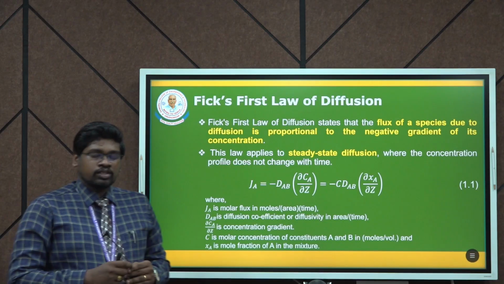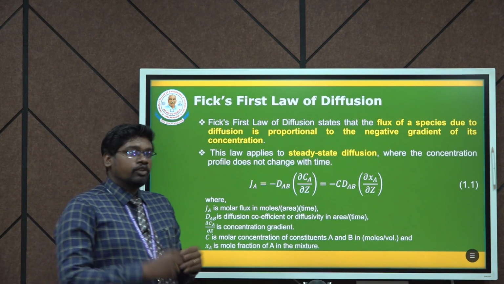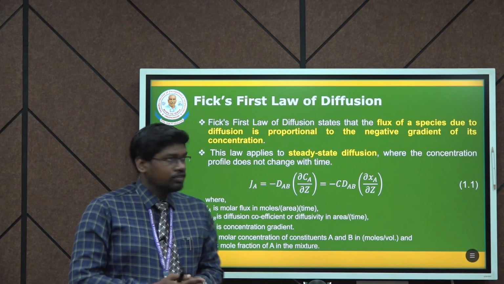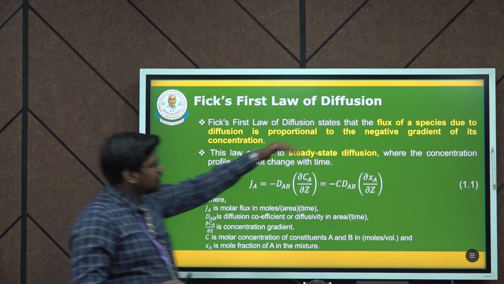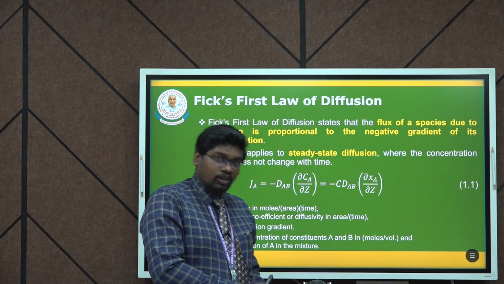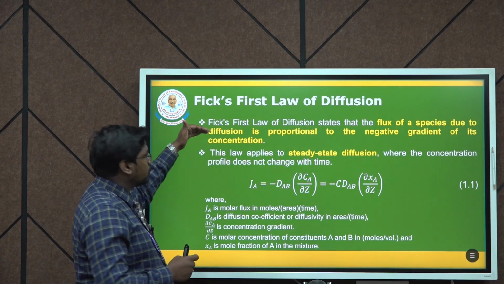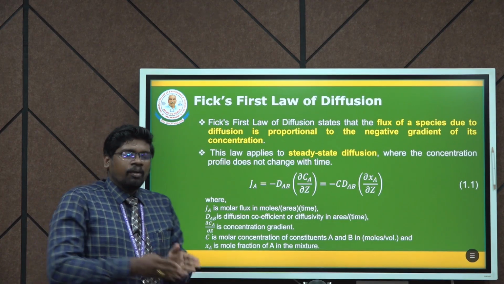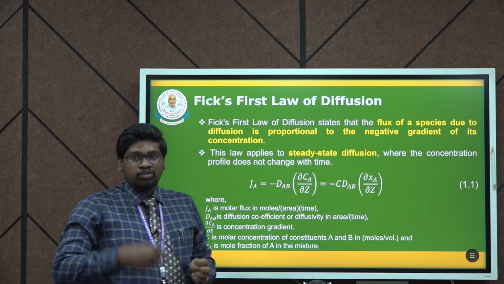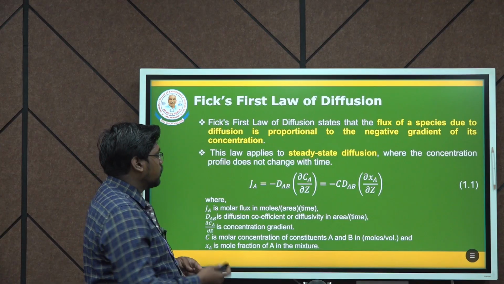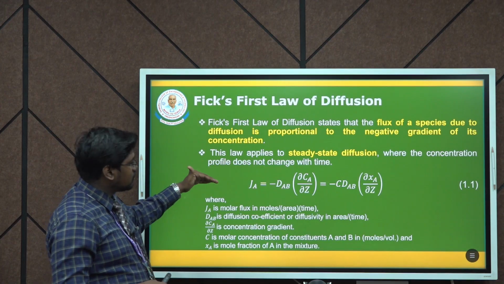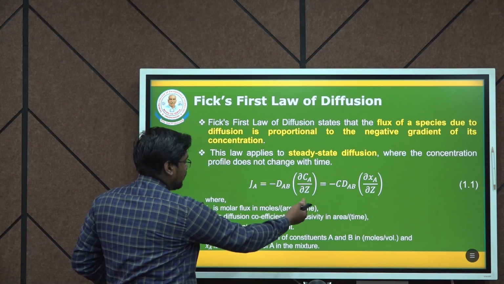Fick's first law of diffusion states that the flux of the species due to the diffusion of the species is proportional to the negative gradient of its concentration. Here the flux is how much movement of the molecule is happening from the higher concentration region to the lower concentration region, and diffusion is the process by which the molecules move from the higher concentration towards the lower concentration. So the measure of how much molecule is moved is proportional to the negative concentration gradient. That is given by JA = −DAB ∂CA/∂Z.